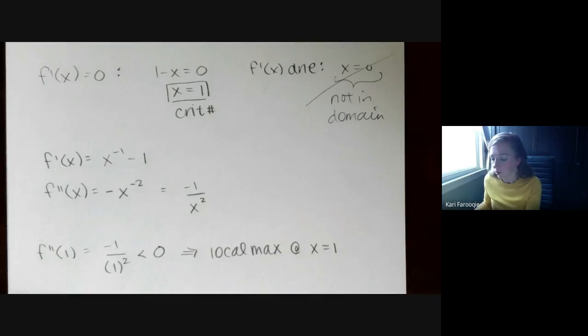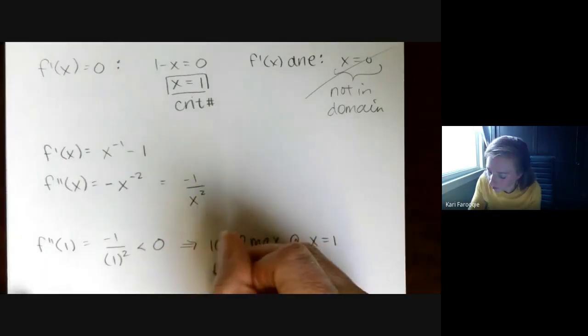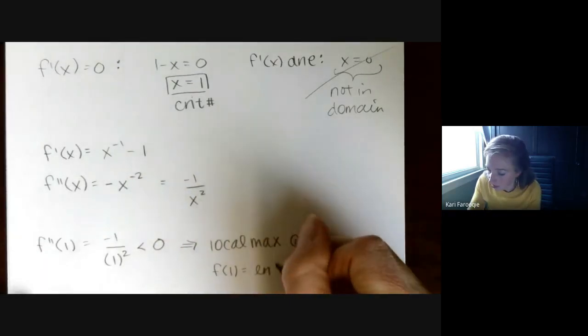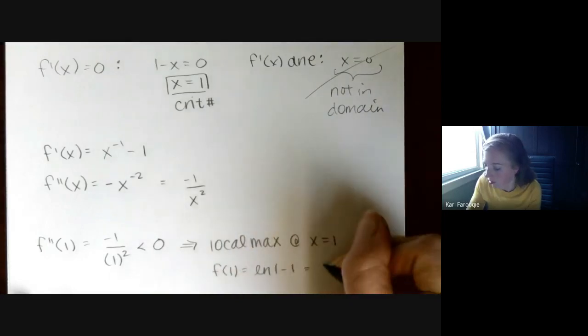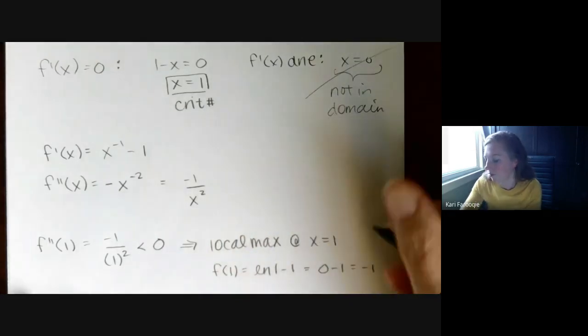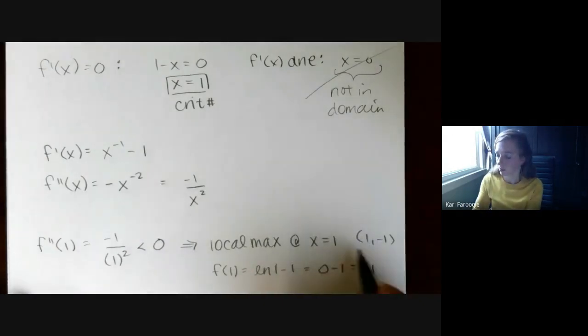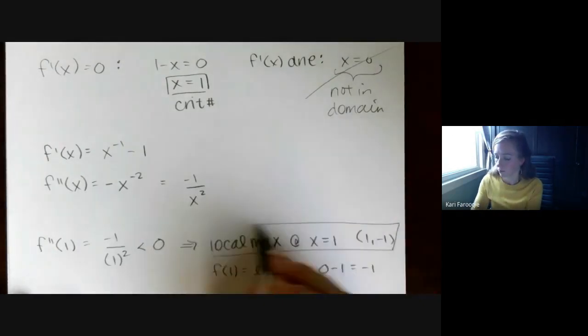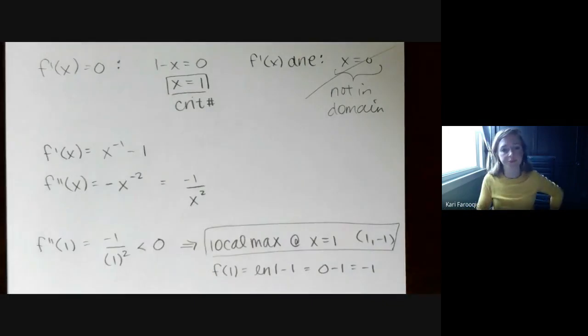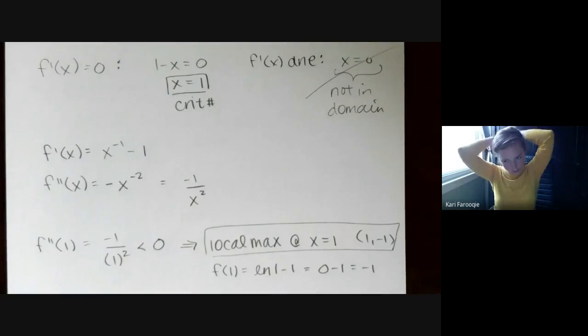The point would be 1, f of 1. And f of 1 is ln 1 minus 1. ln 1 is 0. So your point would be (1, -1). And that's that.